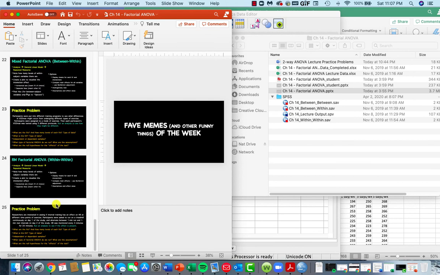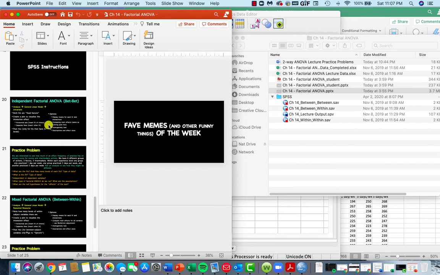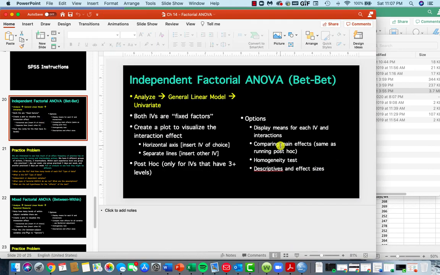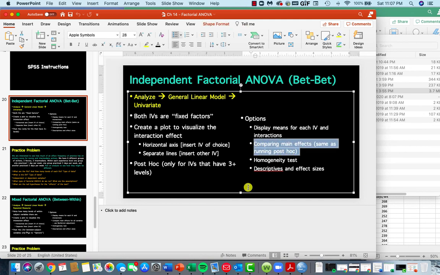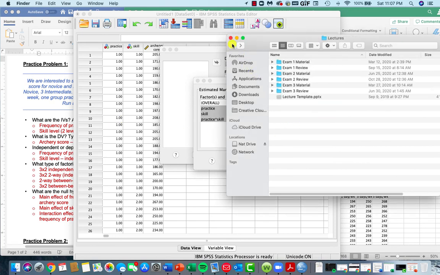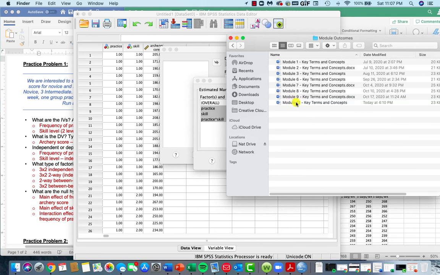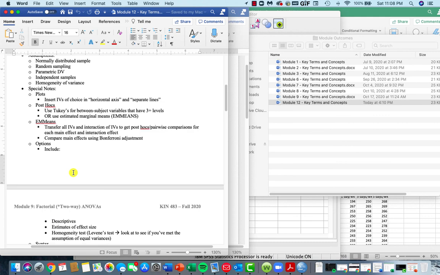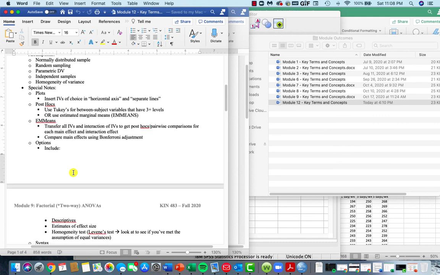In your lecture this week, I list steps at the bottom of your thing here. So I just have compare main effects. I think I also specify this in your module outcomes. This comes directly from your cheat sheet. I just want to make sure I have consistency with what I typically use.